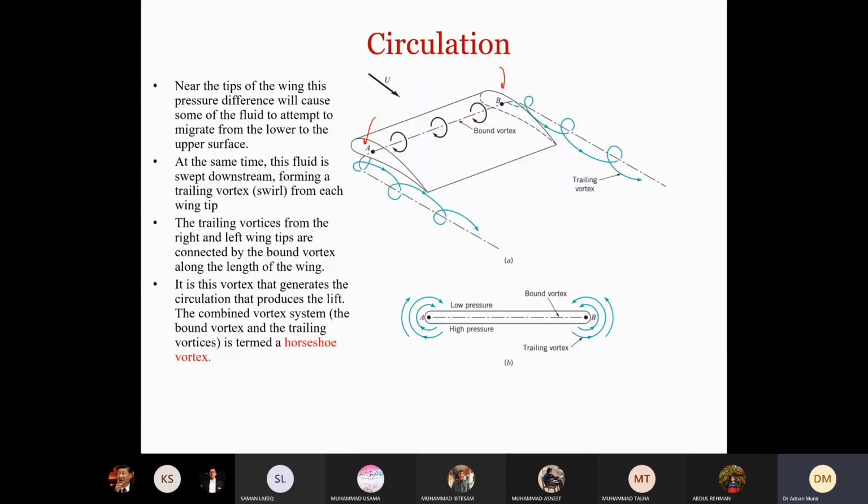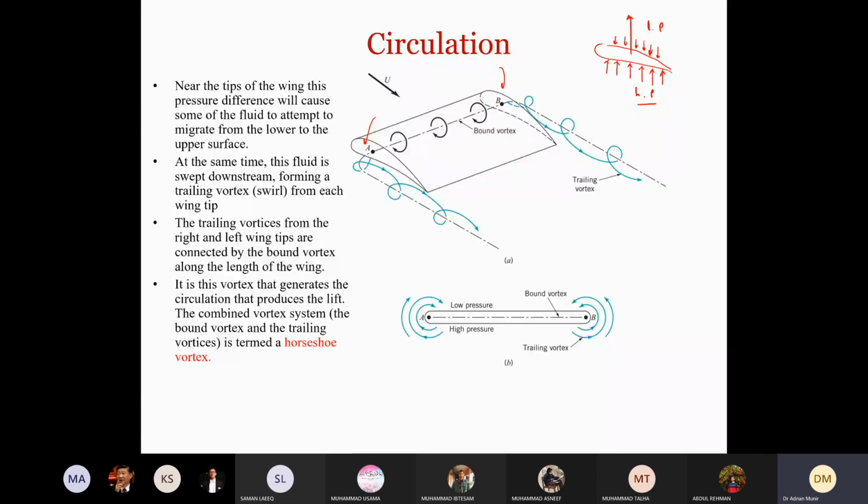Now we discussed that the shape of the wing is such that it is capable of generating more pressure force on the bottom surface as compared to the top surface, like this, right? So since we have high pressure on the bottom surface and low pressure on the top surface, there will be a net resultant pressure force acting in the upward direction that will be responsible for creating lift force in the case of a wing, right?